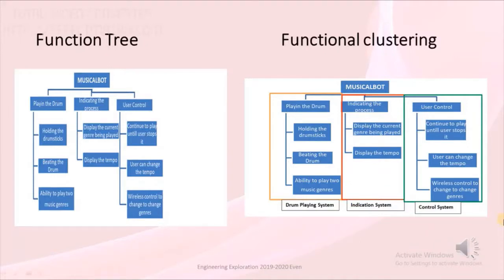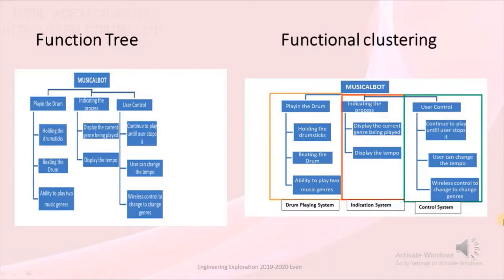Based on the functions in the need statement, we have grouped the functions and the sub-functions under 3 major heads in the function tree. One is playing the drum, indicating the process, and the user control. In playing the drum function, we have 3 sub-functions, that is holding the drumsticks, beating the drum, and the ability to play 2 music genres.